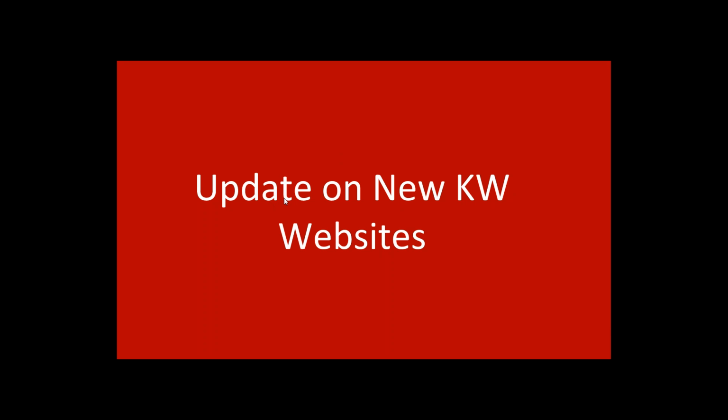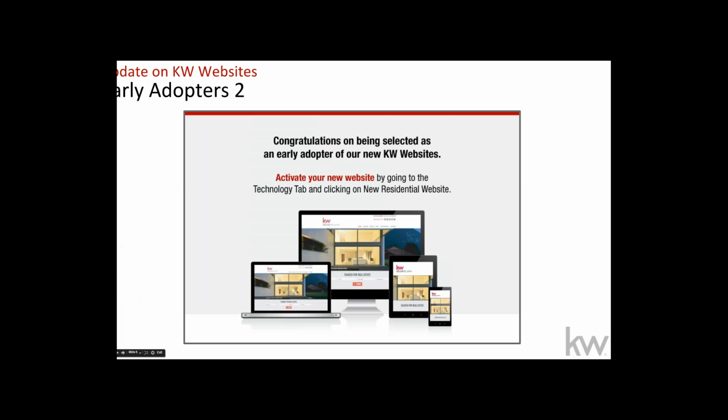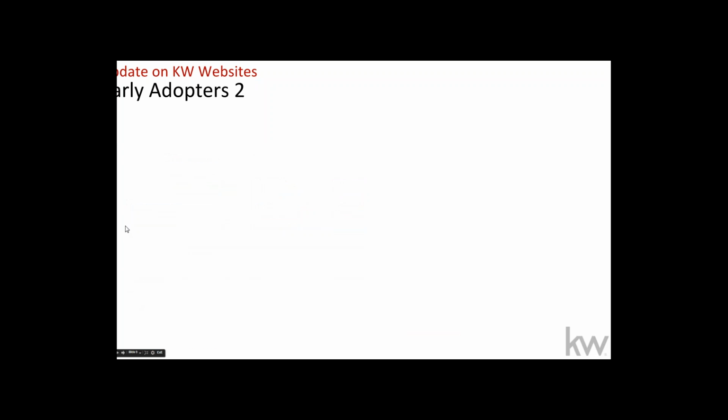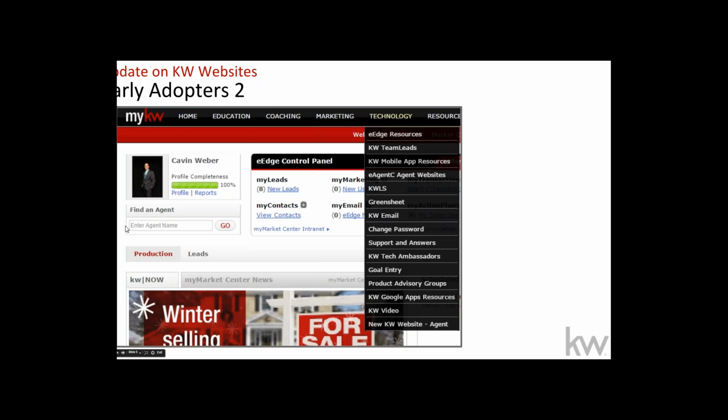So Rebecca, if you're not given the option on the menu, and I'm going to show the option that I think she's talking about. Oh, let me back up. This option here. If you don't have the technology link, the very bottom on the technology tab, I should say, the very bottom, KW websites, that means you are not a part of the early adopters 2 group. Again, we need to make sure that you all are added to that.